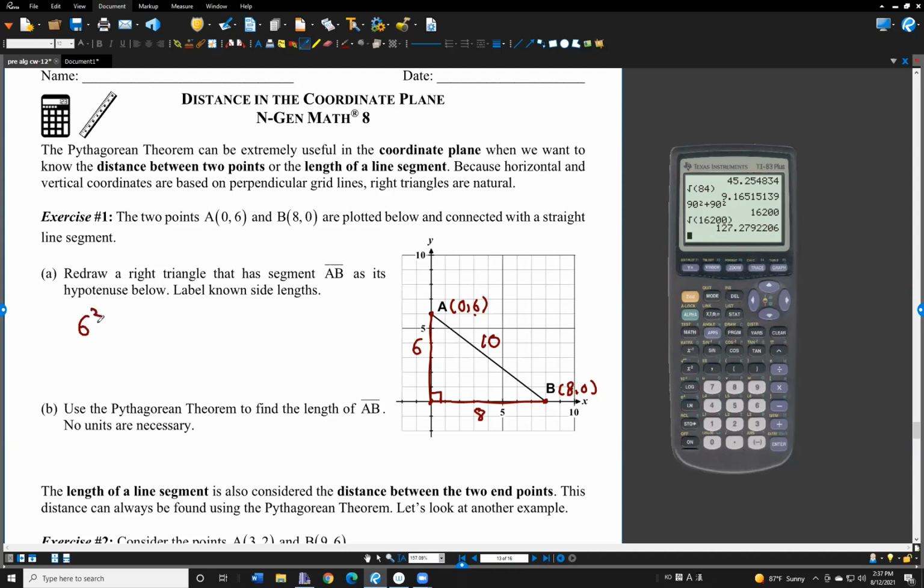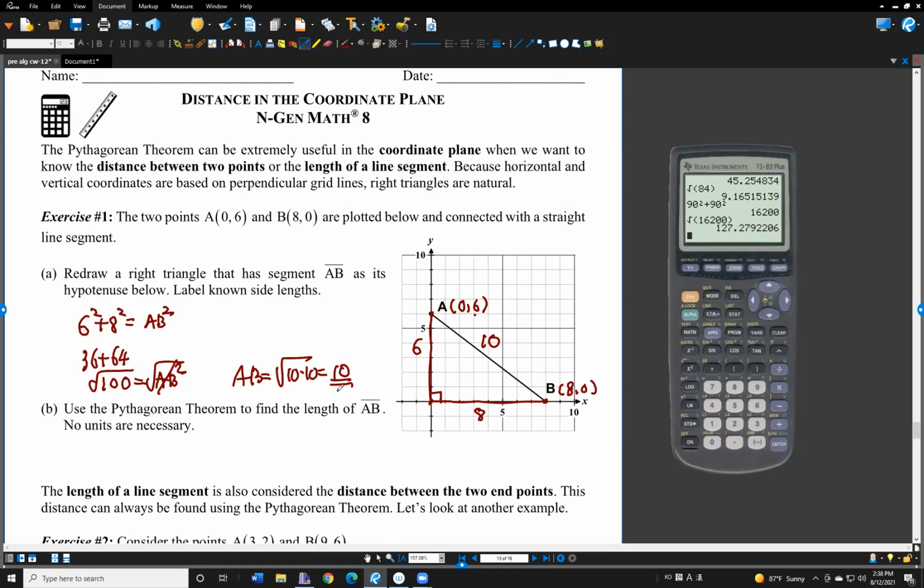6 squared plus 8 squared equals AB squared, isn't it? We know that 6 squared is 36, 8 squared is 64. That gives us 100, which is equal to AB squared. Take the square root: AB equals 10, isn't it? Square root of 100 is what? 10 times 10, that is 10. Or you can use the right Pythagorean triple. You know those numbers.